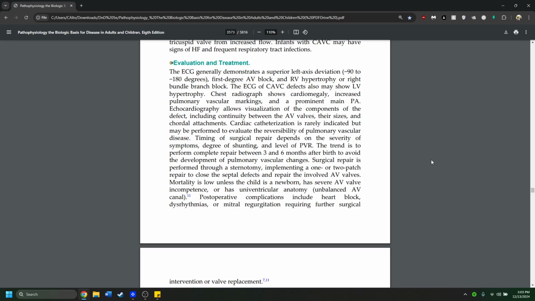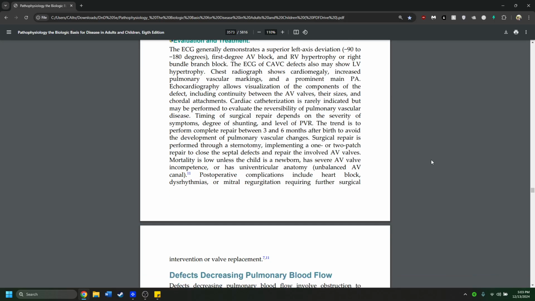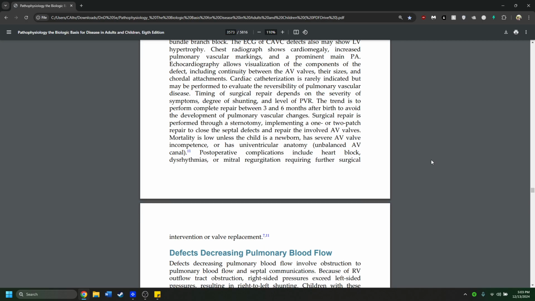vascular changes. Surgical repair is performed through a sternotomy, implementing a 1 or 2 patch repair to close the septal defects and repair the involved AV valves. Mortality is low unless the child is a newborn, has severe AV valve incompetence, or has univentricular anatomy, an unbalanced AV canal. Postoperative complications include heart block, dysrhythmias, and mitral regurgitation requiring further surgical intervention or valve replacement.